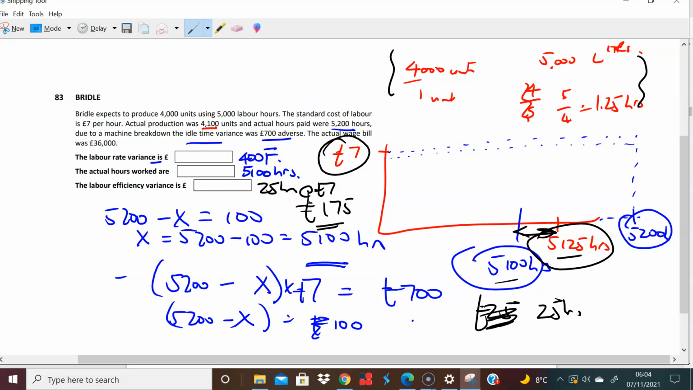Cool, great stuff. Hopefully that helps. What I'm trying to do is break it down so you actually see where the figures are coming from. I'm not a big fan of formulas because I think you can forget those. If you understand what's going on, then you're calmer, and you can go back and apply and see where those figures are in the formula.